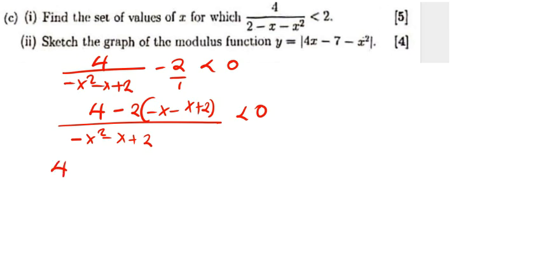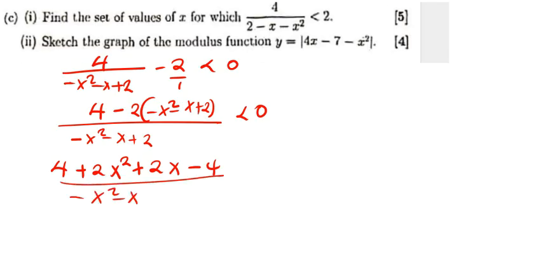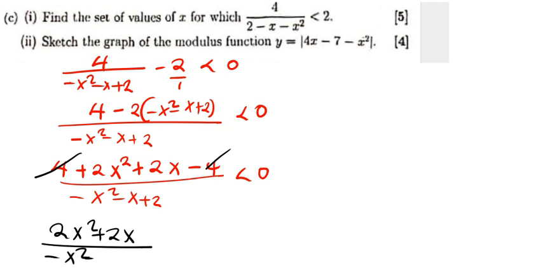So then it is 4 minus, so negative 2 times negative x squared is plus 2x squared, then plus again, that will be 2x, then minus, that will be 4. I divide this by negative x squared minus x plus 2 less than 0. 4 minus 4 is 0, and on top I will remain with 2x squared plus 2x divided by negative x squared minus x plus 2 less than 0.